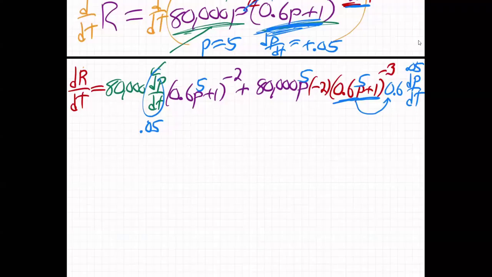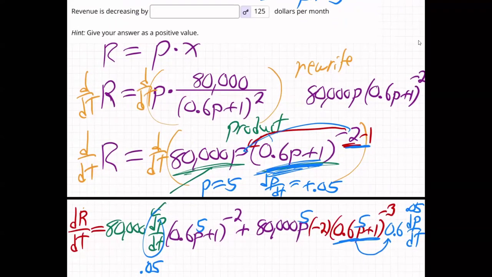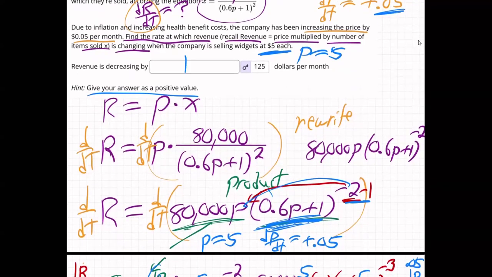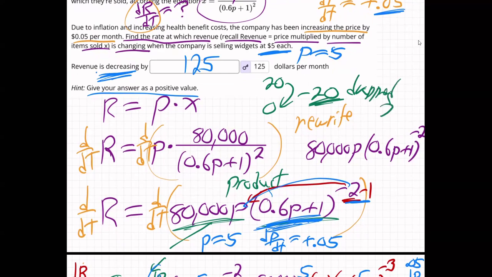Negative 125. So dR/dt is negative 125. Now, up here it says hint, give your answers positive. So they want us to just say 125. Why? Because they said the word decreasing. It's kind of like if the temperature outside drops from 20 degrees down to 0, we'd say it dropped 20. It had a negative 20 change, but you wouldn't say it dropped negative 20. You'd just say it dropped 20. When they say the word decrease, you don't need to say the negative. It's already implied by the word decrease. So revenue is going to go down $125 per month. And so there we go.